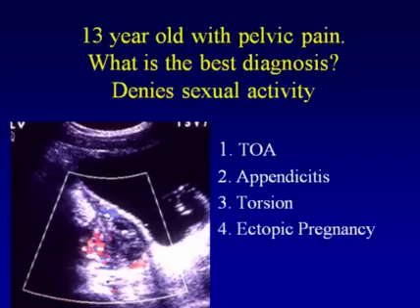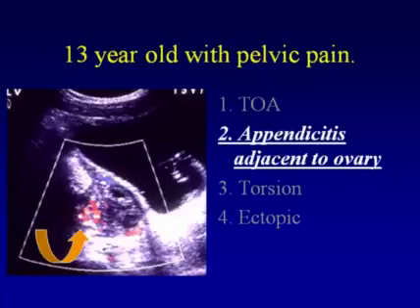Lastly, I'll just talk about the utility of ultrasound in looking at other reasons for pain. This is a 13-year-old with pelvic pain, and in this case we see an ovary with increased perfusion lateral to the ovary. It's important to consider the differential of tubovarian abscess, appendicitis, torsion, and ectopic pregnancies. In this case, the patient actually had an appendicitis adjacent to the ovary. But all 4 differentials need to be considered when looking at the ultrasound images presented.